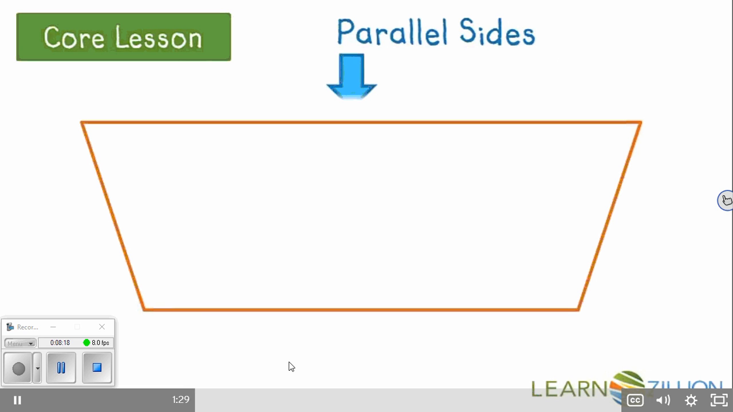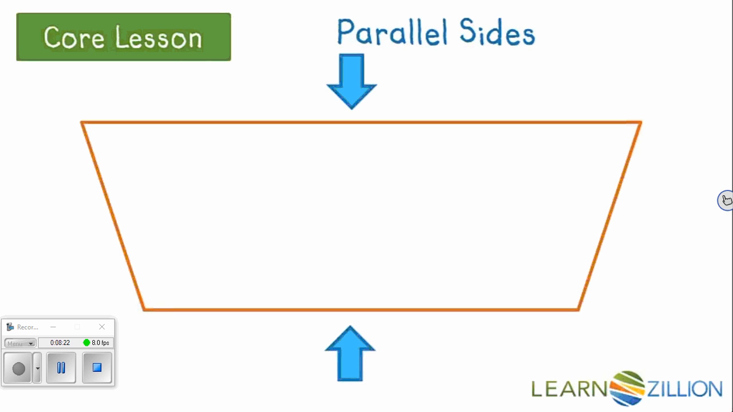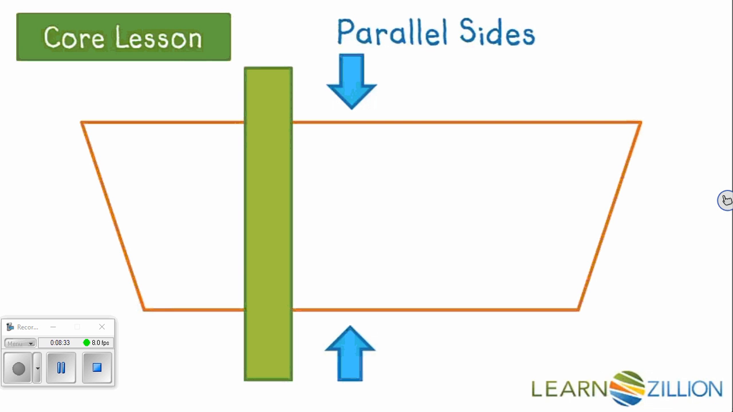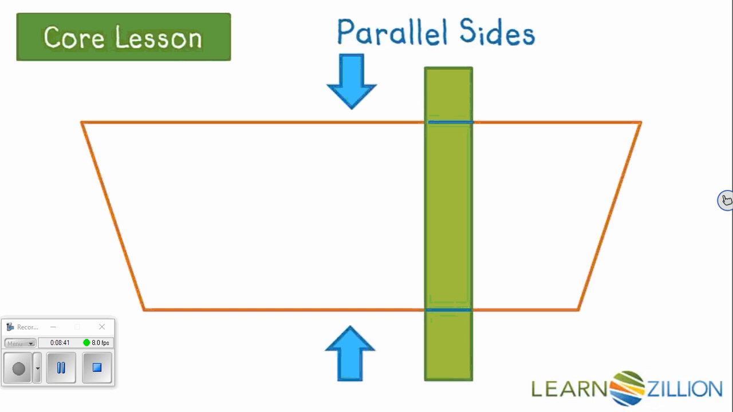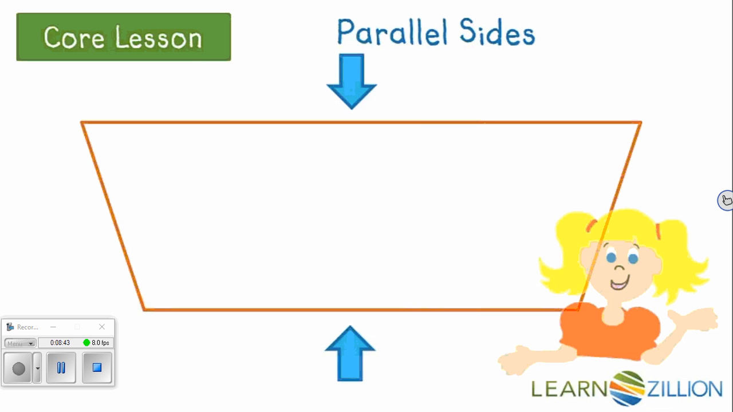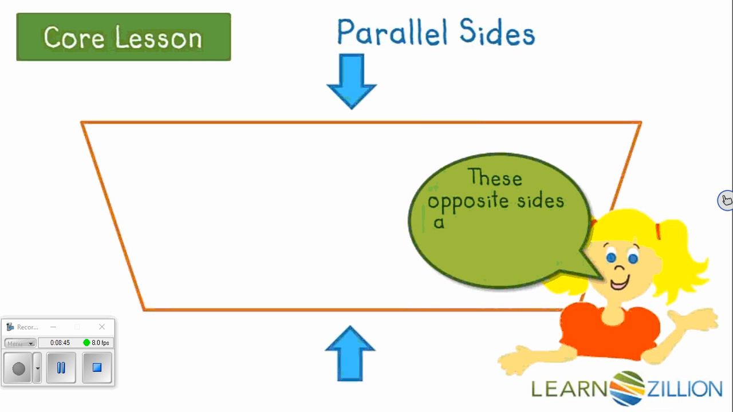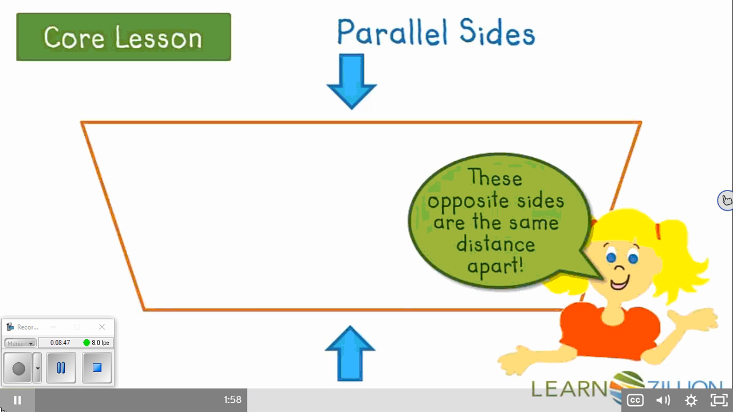From each other, like this top side and bottom side. If I were to measure the distance between each of those sides with a ruler or with a piece of paper, no matter where I put the paper or the ruler, the 2 sides would always be the same distance apart. Here's my slip of paper. I will mark the distance between my 2 opposite sides here and here. No matter where I move my paper, the distance apart stays the same. These opposite sides are the same distance apart.